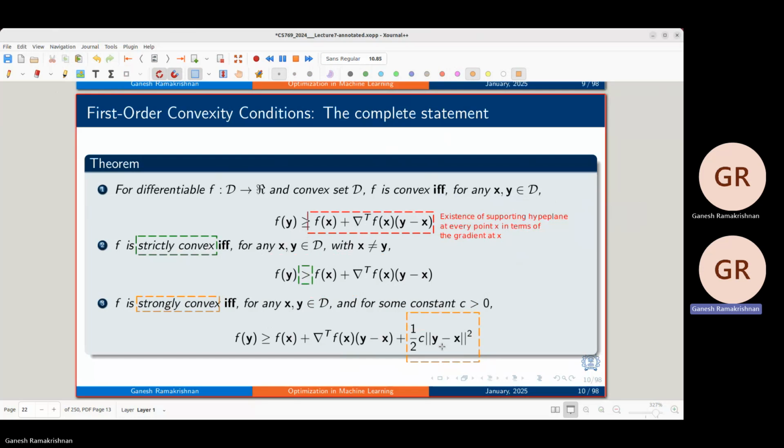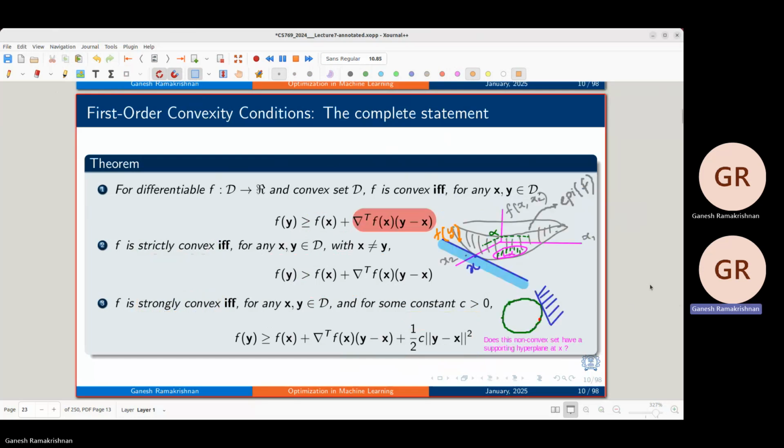So in the case of strong convexity, what are we saying? At the point x, yes, it is supporting. But as I move away from x, the gap is going to be at least quadratically increasing. So it's going to ensure that there is some sufficient breathing space in the case of strong convexity. Is that clear? Okay, so these are the key observations here.